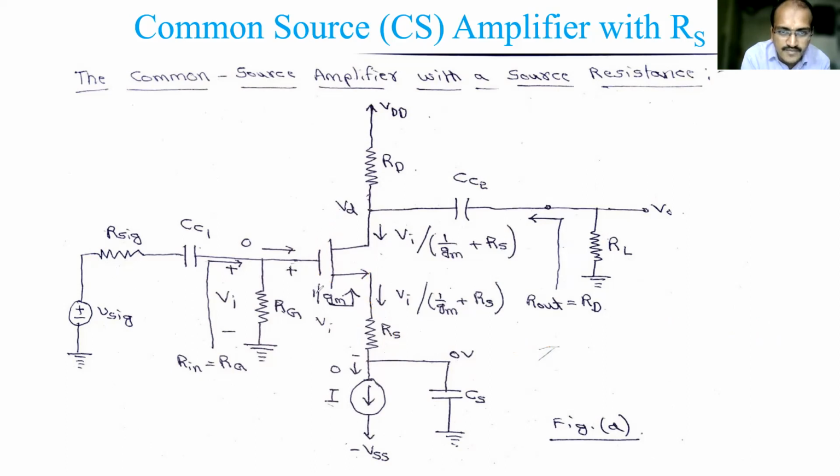The input side is the same as previous: R signal, V signal, CC1 coupling capacitor, RG, and VI. So Rin equals RG in this case, same as previous. This is the same bypass capacitor with the constant current source, and this is the new one added here. Similarly, VDD and RD were there, with CC2 coupling capacitor to the output across the RL load resistance, and Rout is equal to RD.